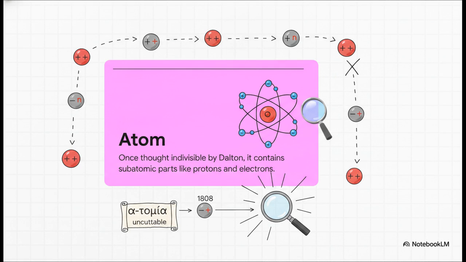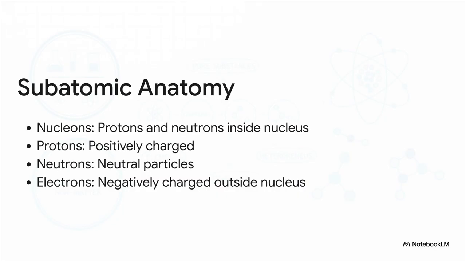For a little historical context, John Dalton, way back in 1808, proposed that the atom was completely indivisible. Actually, the word itself comes from the Greek atomos, which means uncuttable. But as science advanced, that uncuttable theory had to be tossed out. Why? Because we discovered that the atom isn't just a solid, boring sphere. It is a bustling miniature solar system made up of even smaller subatomic particles. Let's quickly break down this subatomic anatomy, because it's actually a beautifully simple spatial arrangement.